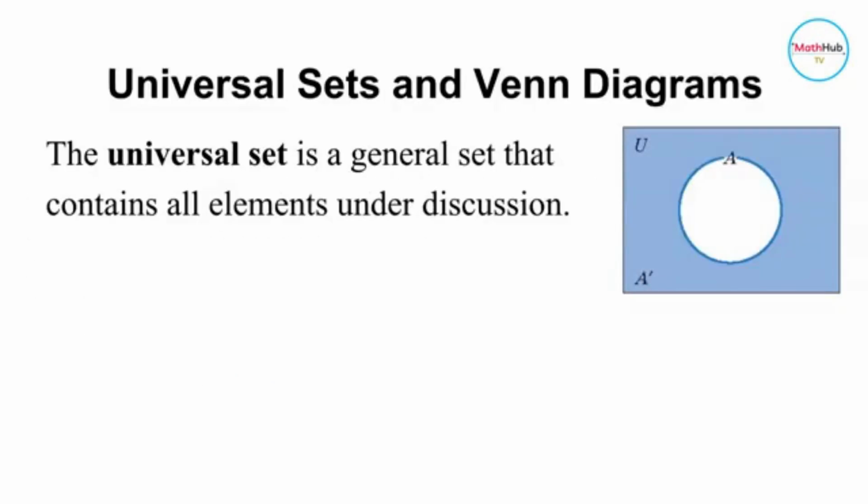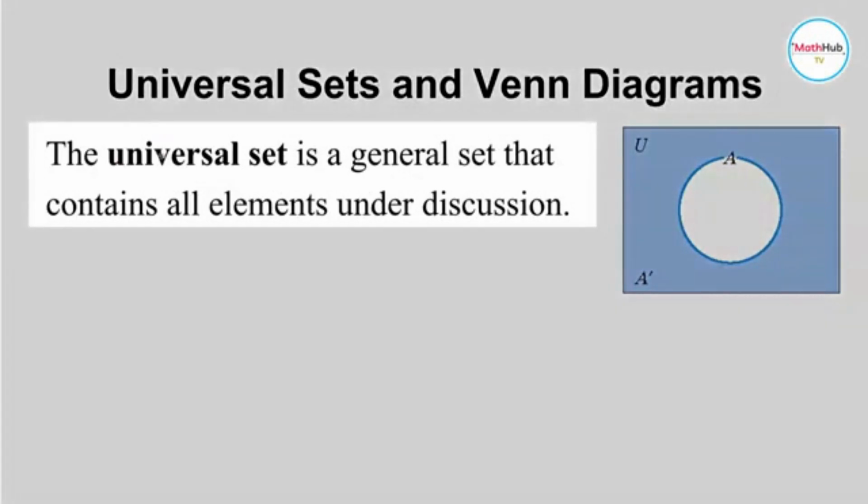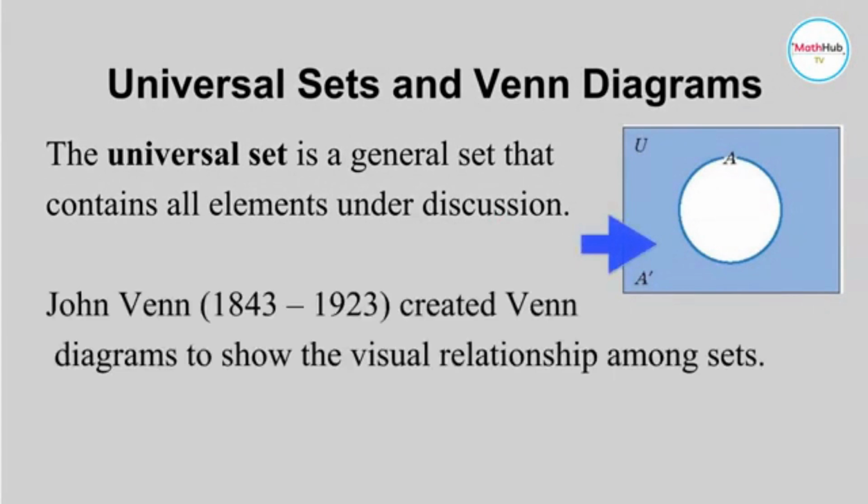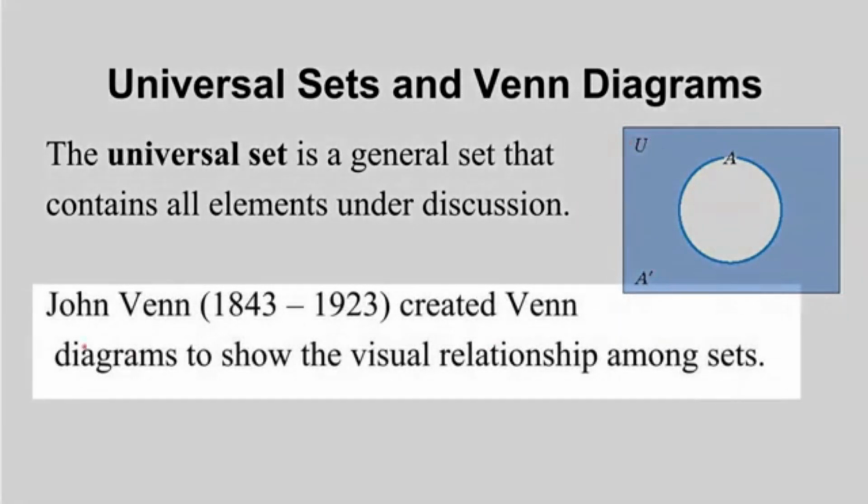Now let's define universal set. The universal set is a general set that contains all the elements under discussion. This figure here is what we call a Venn diagram. Now this bigger set here, this general set here, is the universal set. The person who created the Venn diagram is John Venn. Venn diagrams are used to show visual representations of relationships among sets.